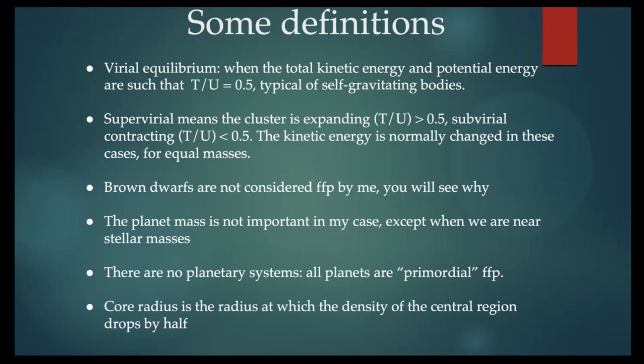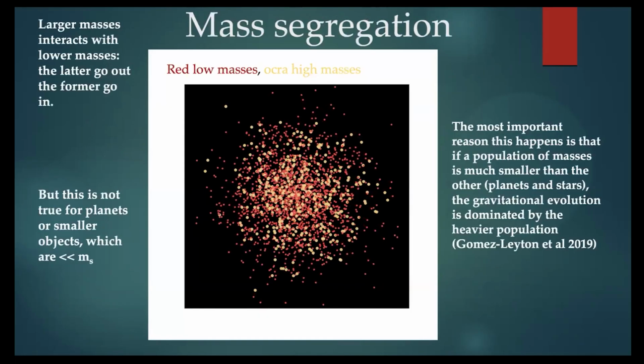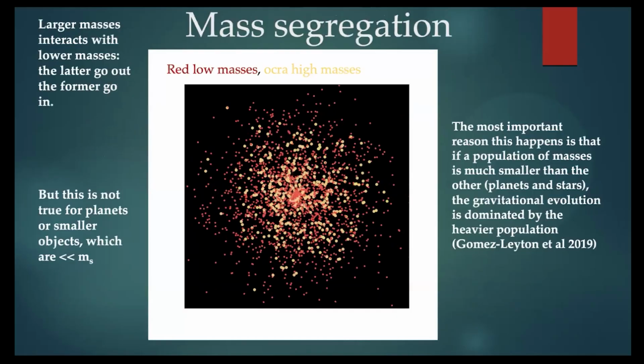The planet mass is not going to be important. I will not tell you which mass it is, because of what happens in a star cluster when you put free-floating planets in the center. In my system, all the free-floating planets are primordial, so I already consider them ejected from the host star. The core radius that I define is where the star cluster density drops by half. So let's first describe what mass segregation is.